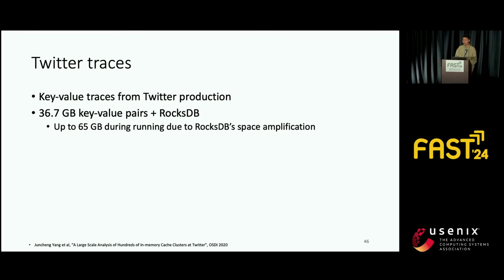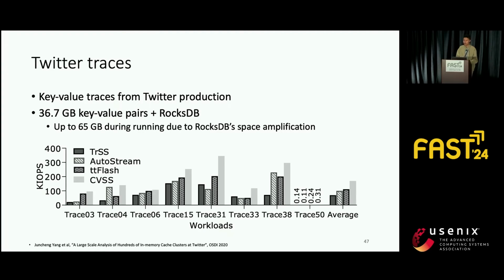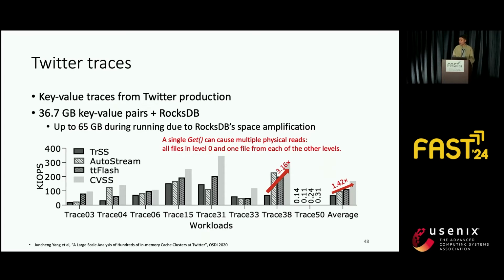We next evaluate the capacity-variant storage system at the overall application level using a set of key-value traces from Twitter production. The figure here compares the average KIOPS over the experiment across the entire device lifetime. As the figure shows, overall, CVSS outperforms the traditional storage system by 1.42 times on average and by up to 3 times under the Trace38 workload. On the other hand, TT-Flash and AutoStream present limited effectiveness in mitigating the fast-slow symptoms.